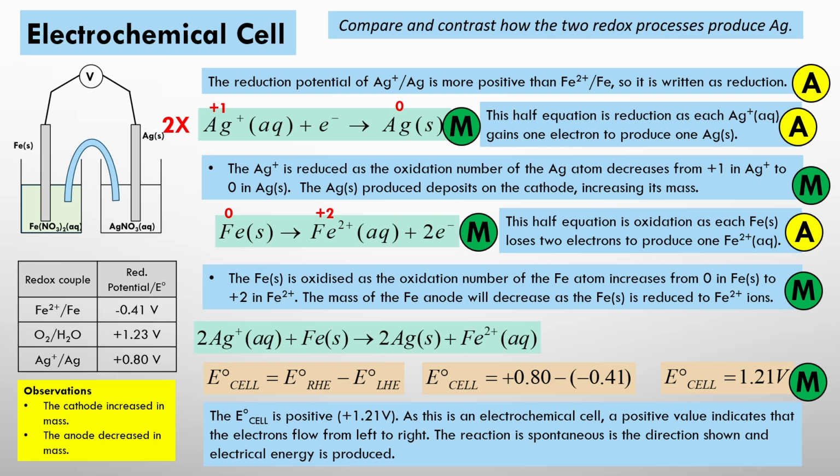For Excellence, there are two major points we need to do: balance the full equation and write the statement at the end telling us that because it's a positive voltage, it's a spontaneous reaction, where the reaction happens in the direction it's written, and there is electrical energy produced. Make sure you say electrical energy and not just energy, because it's producing electricity. Right, let's go on and have a look at the electrolytic cell.